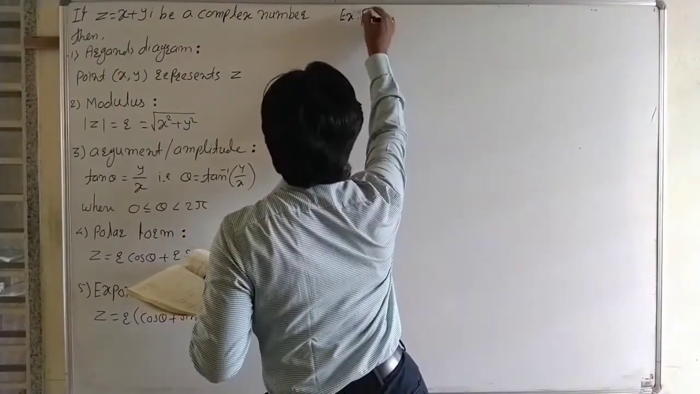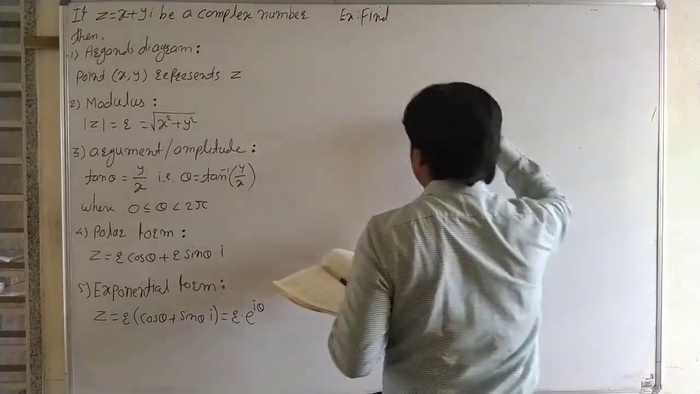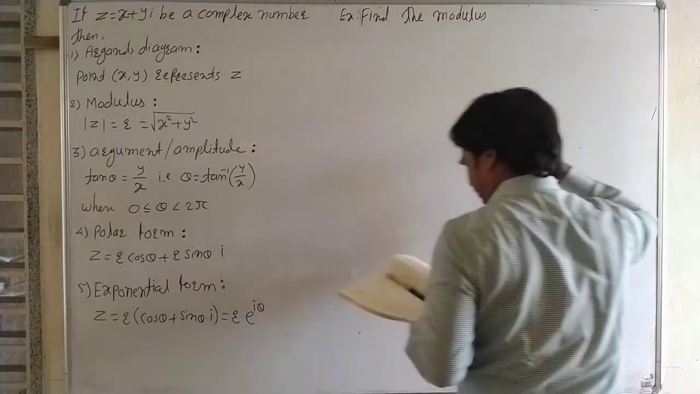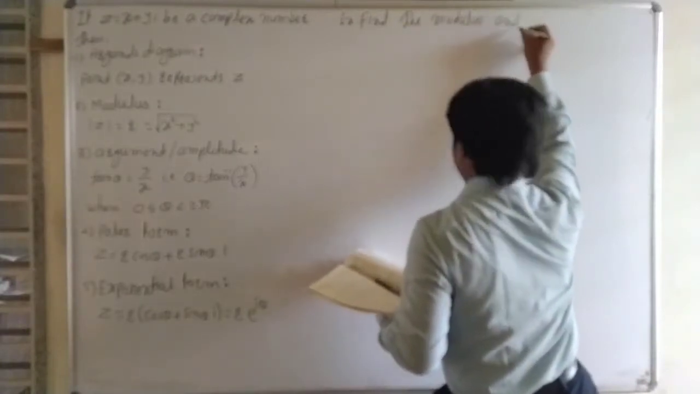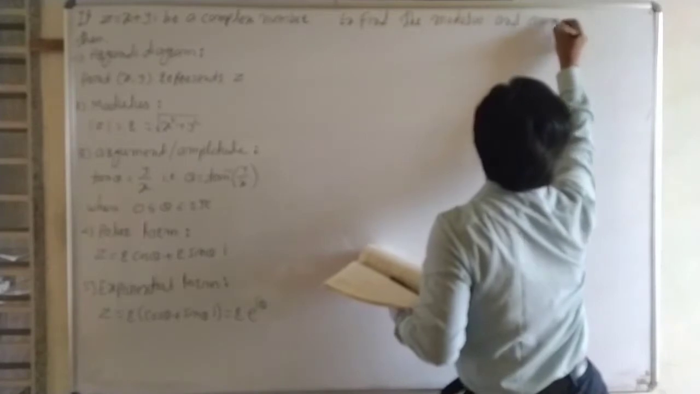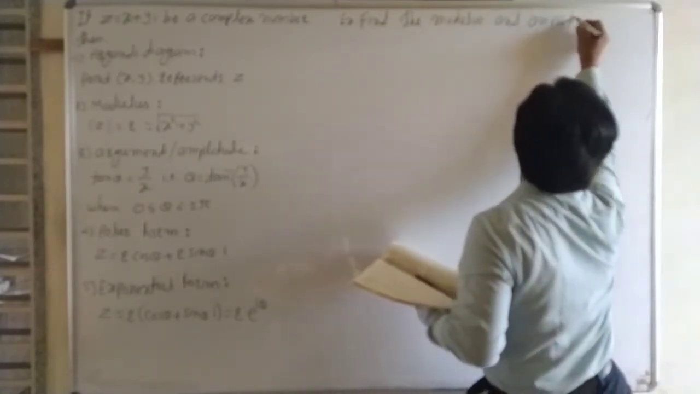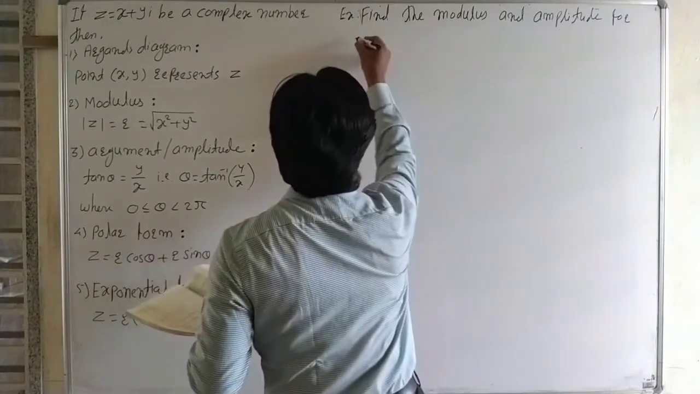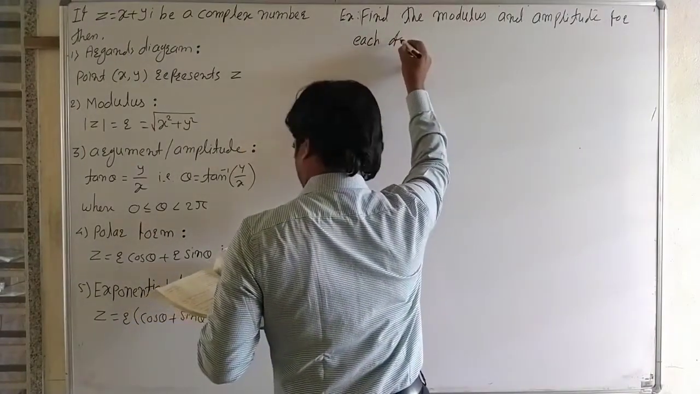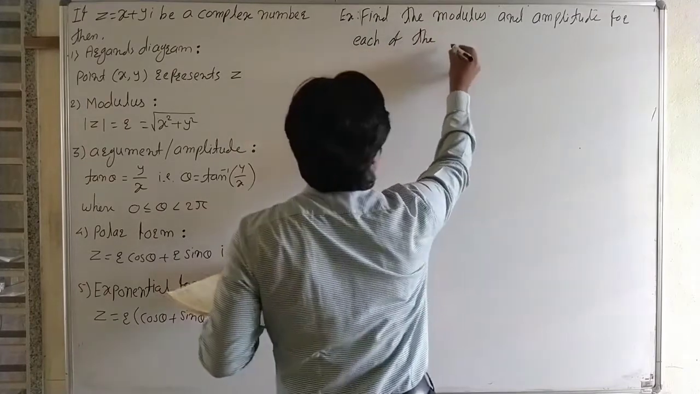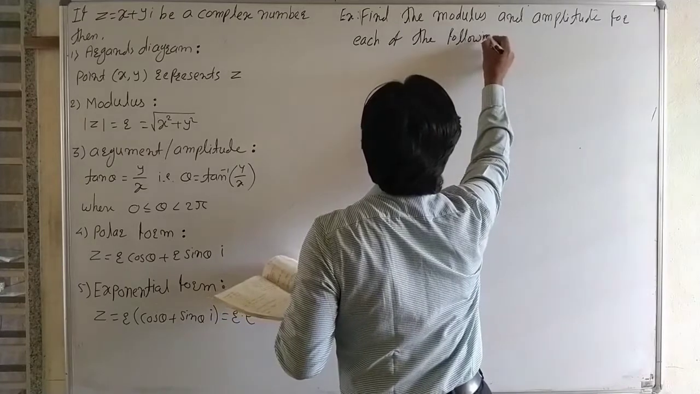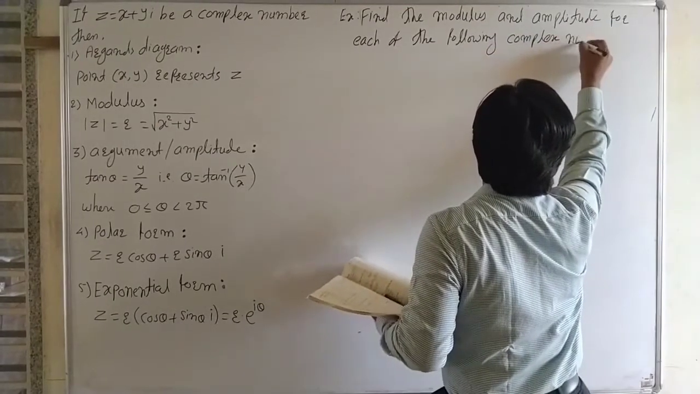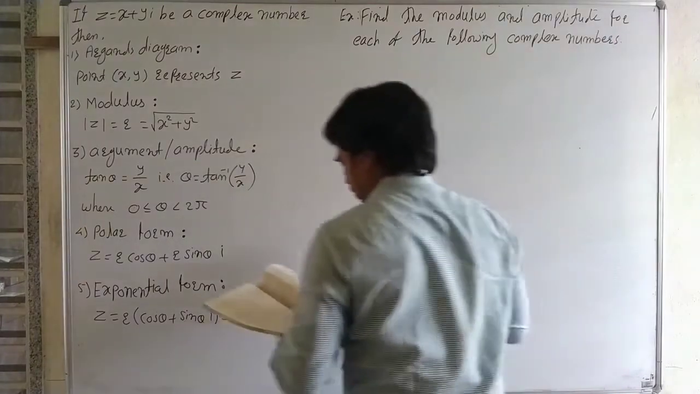Find the modulus and amplitude for each of the following complex numbers. Okay. Now we see the first example.